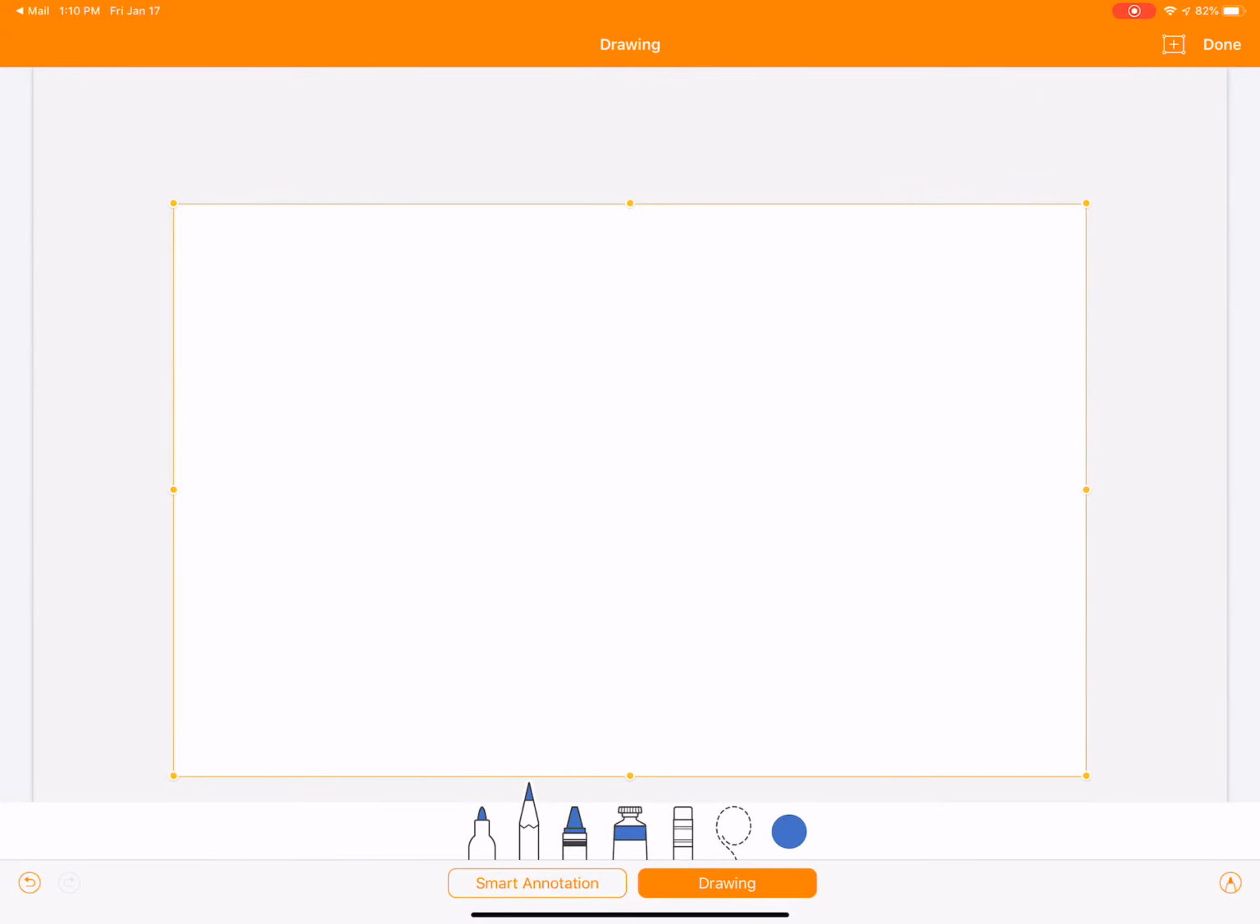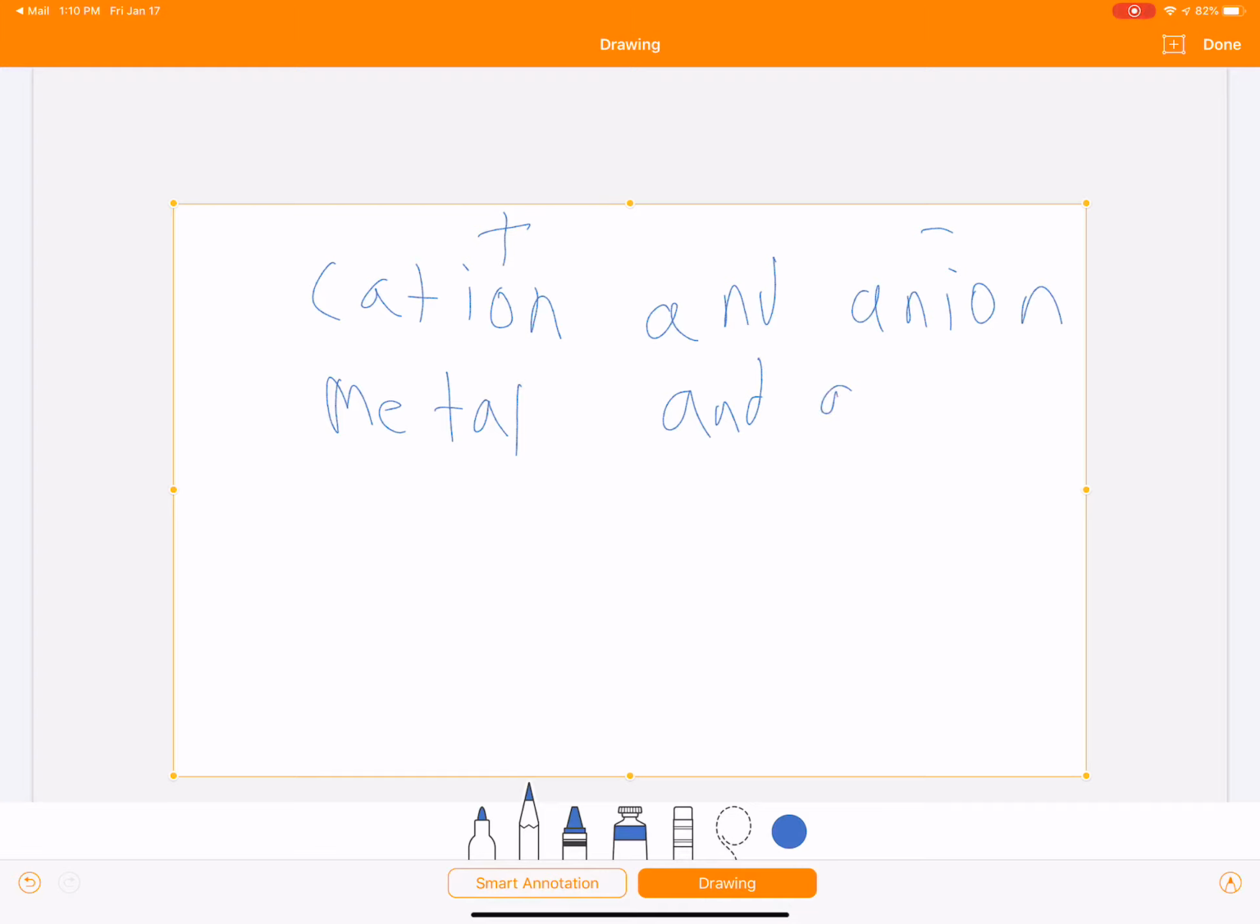Today we'll be discussing ionic compounds, what they are very briefly, and how to write them. So first thing to understand about an ionic compound is that it occurs between a cation and an anion. That's just a fancy way of saying a positive charge and a negative charge. So that means an ionic compound would form between a metal and a nonmetal.